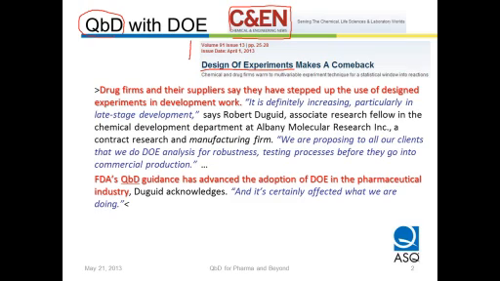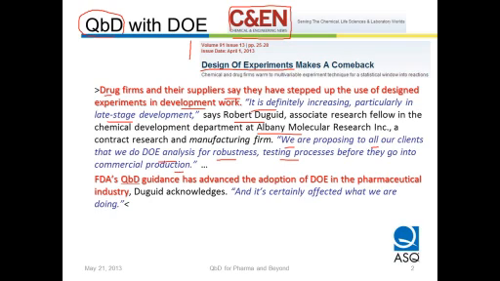Here we have a couple of comments from the article: drug firms and their suppliers say they have stepped up the use of design of experiments in development work. Robert Dugood at Albany Molecular Research said, it is definitely increasing, particularly in late-stage development. He went on to say that we are proposing to all our clients that we do DOE analysis for robustness testing of processes before they go into commercial production.